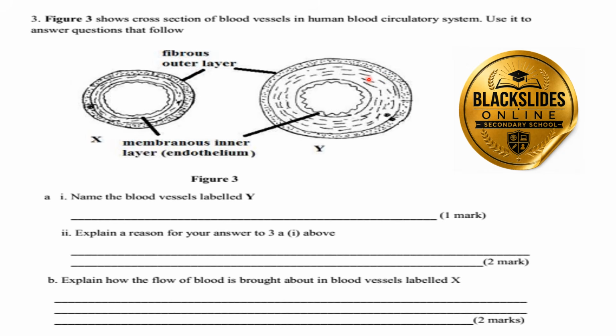Now, let's look at Y, I mean X. So X, unlike Y, is much thinner and less muscular. And the inside lumen is very wide compared to that of Y. So this fits perfectly into the characteristics of what is called a vein.